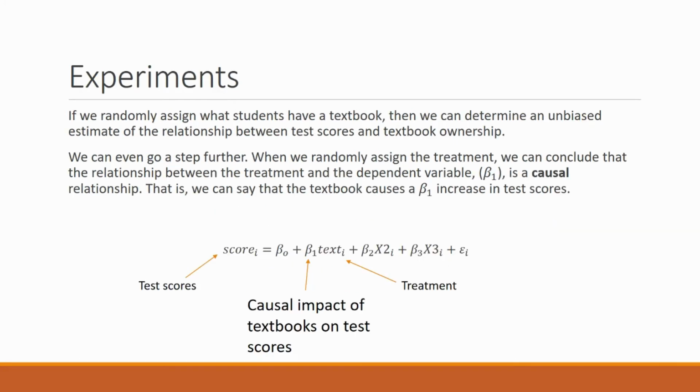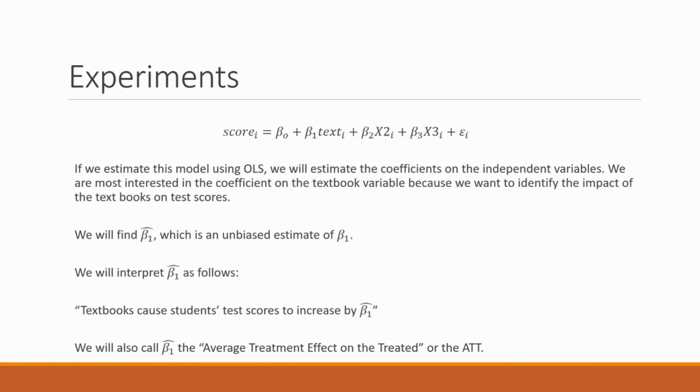Okay, but now we can go even a step further. If we've randomly assigned the textbook, we actually are able to conclude that beta 1 is the causal relationship. That means if I get an unbiased estimate of beta 1, I can actually say that beta 1 is the causal impact of textbooks on test scores. I can say that textbooks can increase test scores by beta 1. Okay, so this actually allows me to get a causal impact.